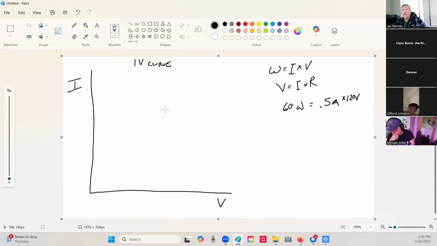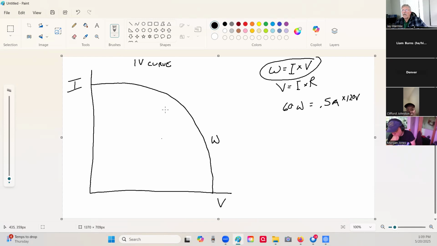All right, so each of these panels has what's known as an IV curve. And it's just a graphic representation of what's happening with the power equation. Watts equals amps times volts. So I have amps, I have volts. If I chart it on a graph, I get watts. So the curve is just showing you what the watts are.